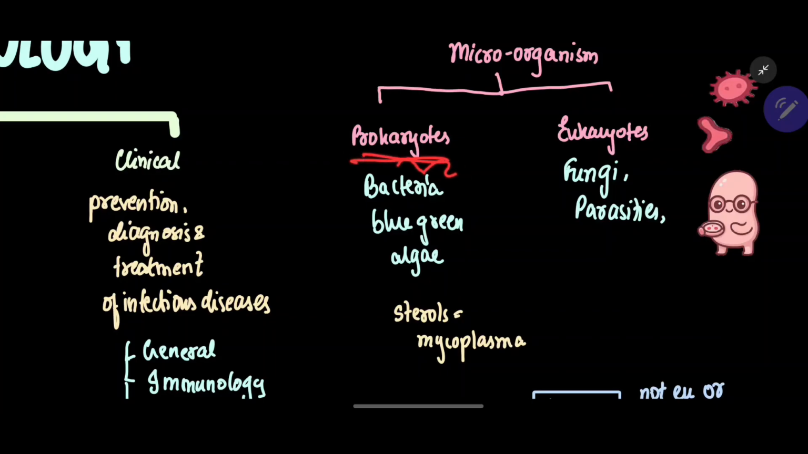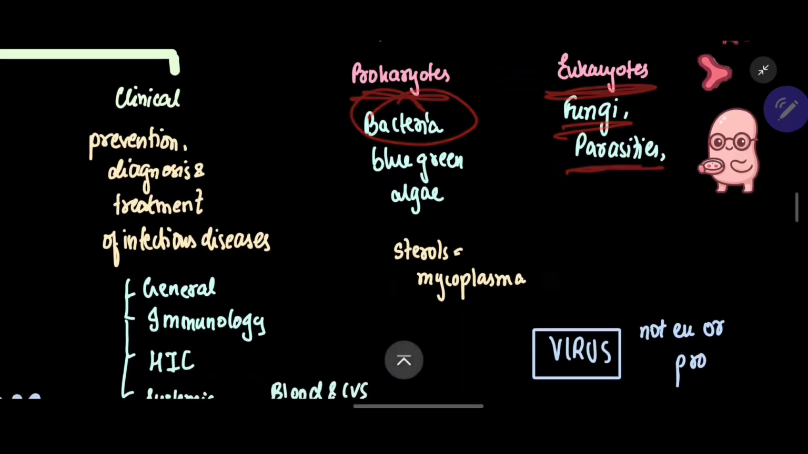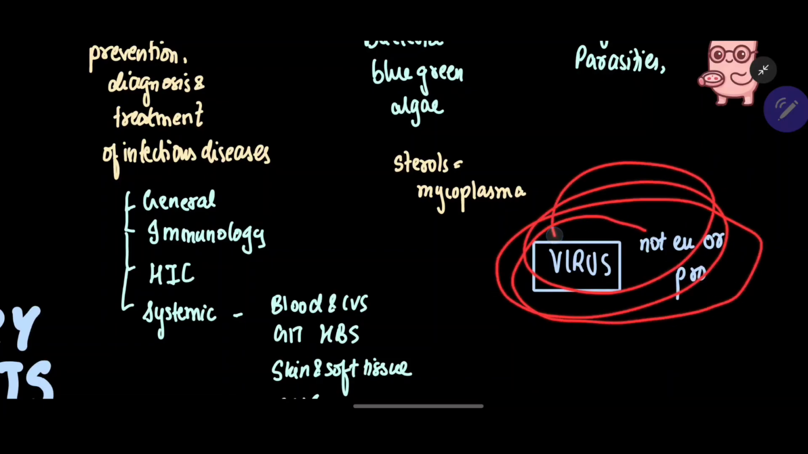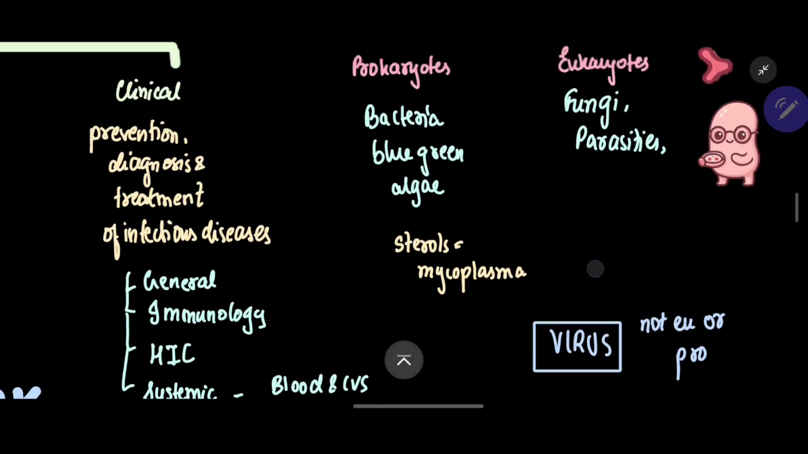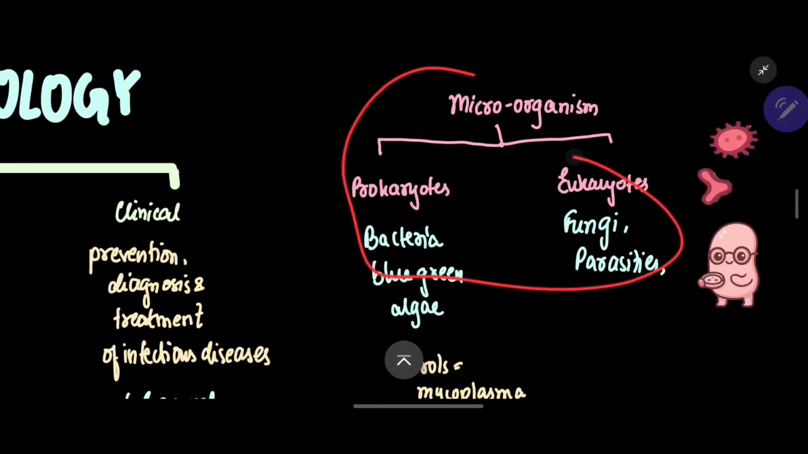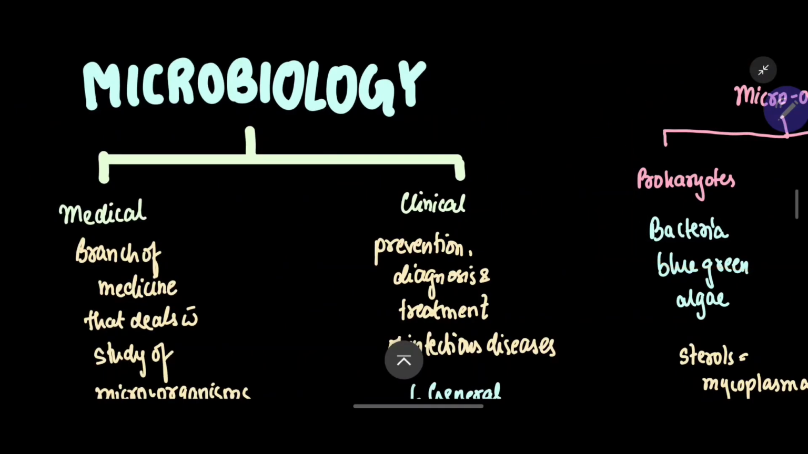So, prokaryotes are your bacteria, and eukaryotes are fungi and parasites. And we have viruses that are neither prokaryotes nor eukaryotes. They are different because they lack the characteristics of living organisms, except that they have the ability to replicate. So these are microorganisms, and when we study them, this is microbiology. That's pretty simple. So this is a broad definition.